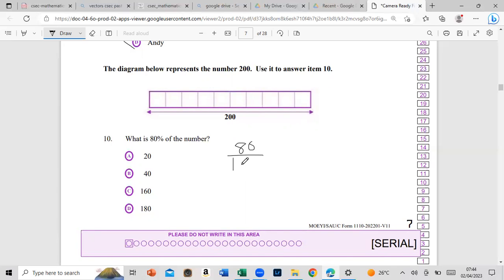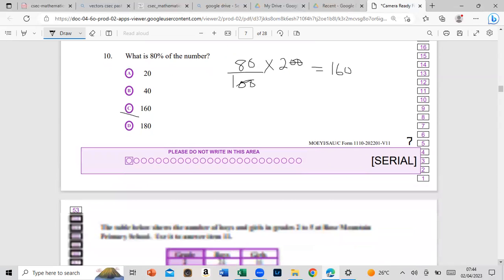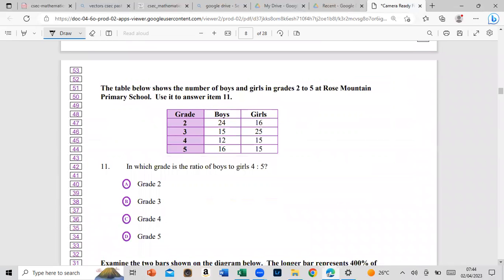Percent means out of 100, so we can simply put 80 over 100 and we times it by 200. Alright, this into this, and then 2 times 80 gives us 160. So 160 would be 80% of 200. Let's move on to 11.